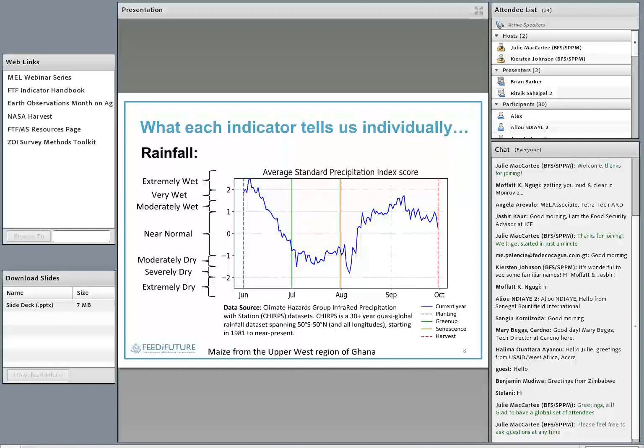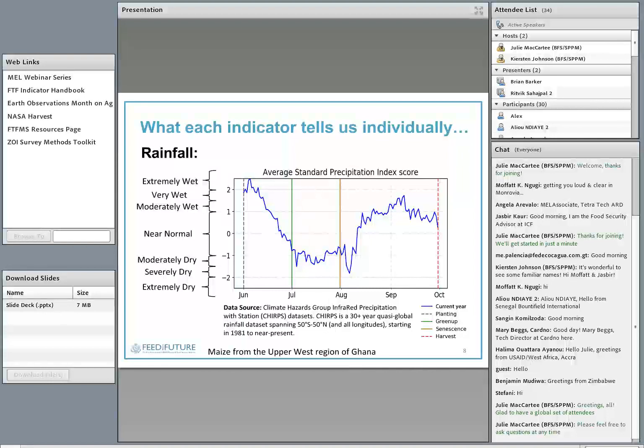In this chart, we're examining the average Standard Precipitation Index score as we move across the growing season. This happens to be for maize in the Upper West region of Ghana. If you look at the calendar, we can see on the chart we've noted different parts of the calendar for maize. Planting, then green up, which was when the crop emerges in the ground and starts greening up and getting that healthy green vegetation.